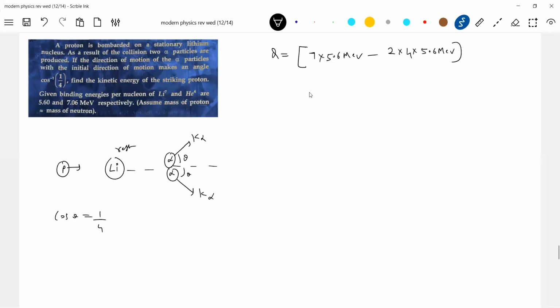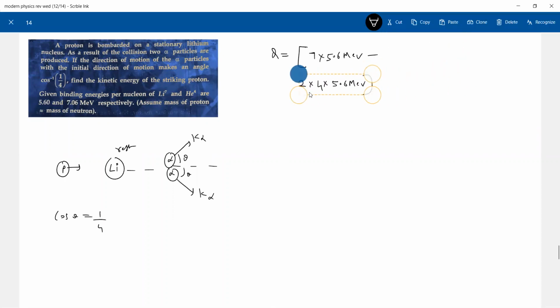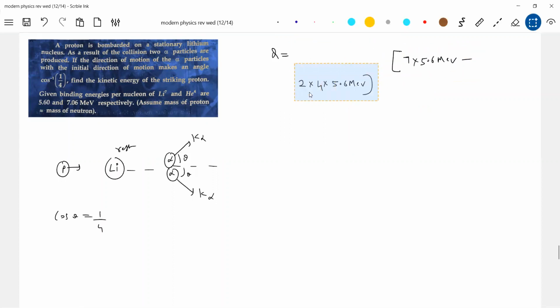Look at the value of Q. Sir, it should be binding energy of daughter minus parent, no, sir? Oh, masses given, no? Binding energy. Yeah. I thought masses. Okay, I'll change it. No, I thought masses, that one. Okay, so thanks for correction.